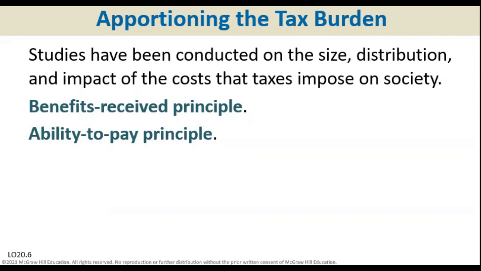Since the individuals using highways are those who purchase the gas for their cars, it's logical to impose the tax, or the revenue needed to maintain or construct those highways, on the people who are using them. So that's the benefits received principle. It's the baseline to impose tax on gas.